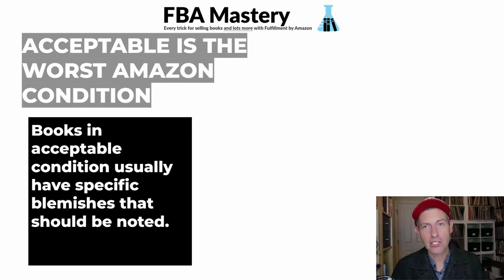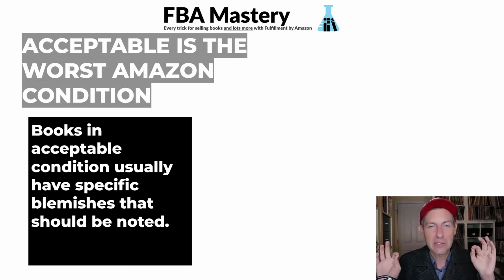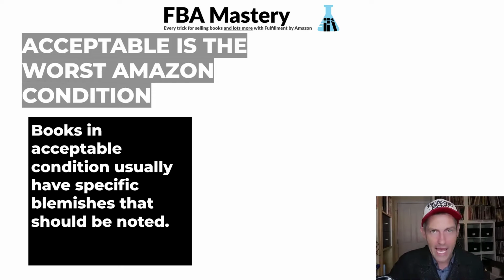So acceptable condition obviously is the worst condition on Amazon. Books in acceptable condition usually have specific blemishes that keep them from being good or very good, okay? And these condition blemishes should be noted specifically. This is the key detail here. You don't want to just say may contain writing or highlighting or all the other generic descriptions that other sellers use. You want to pinpoint the exact condition blemish that causes it to not be good or very good condition. Mention it specifically. This puts you way ahead of virtually every other seller.